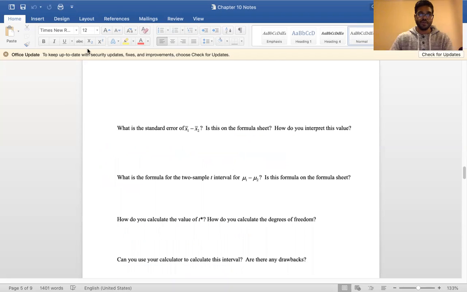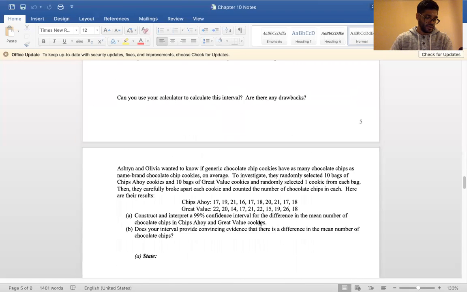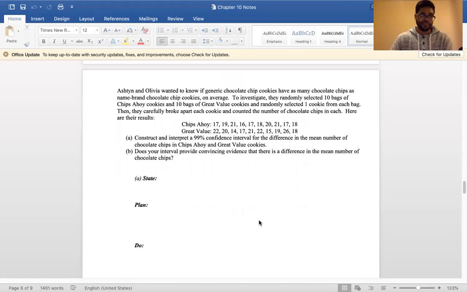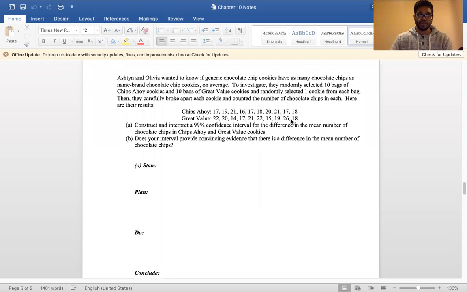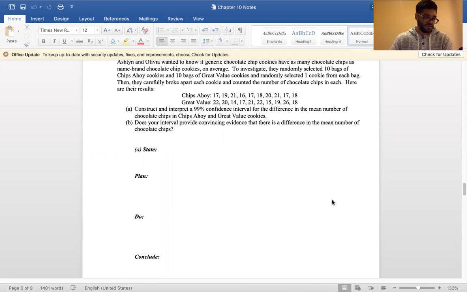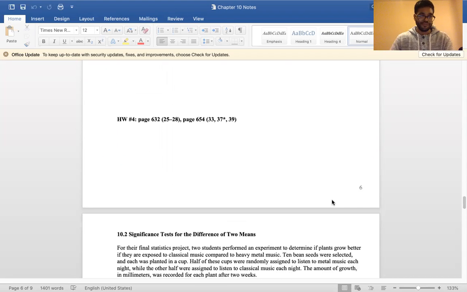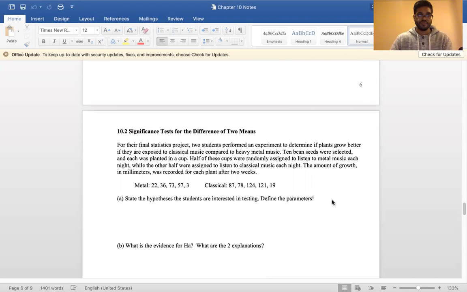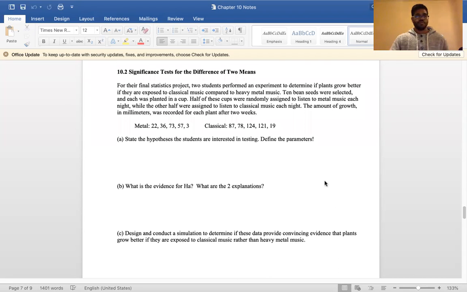So try this out. You have a full state, plan, and conclude here. We have some data. You're going to have to put this into some lists, calculate some means. It's really good practice. Just try this out. We'll go over this in class. Moving on to the next page.